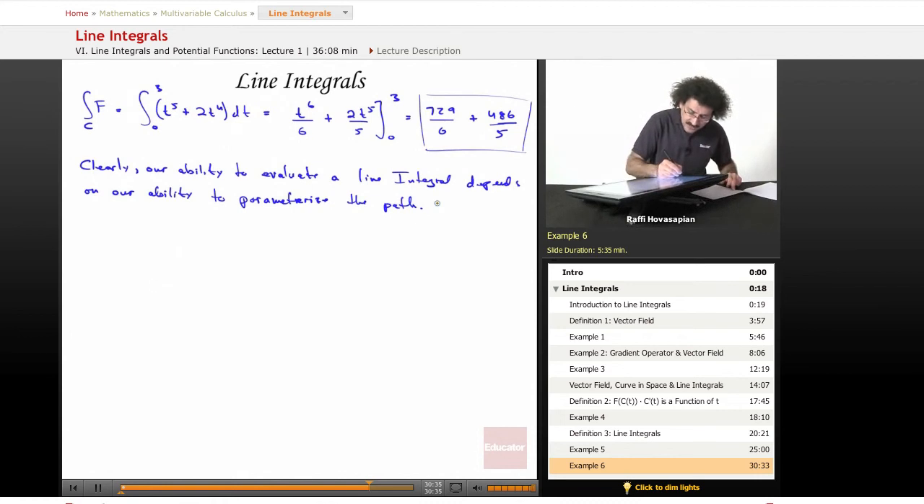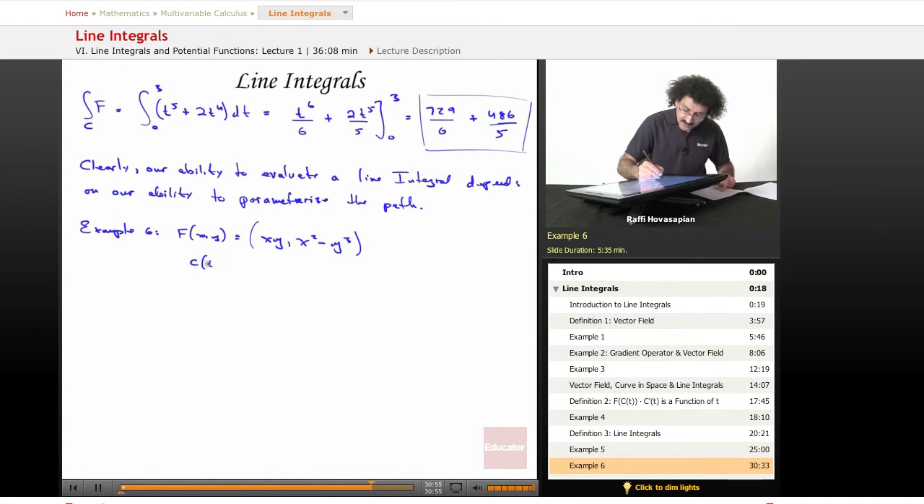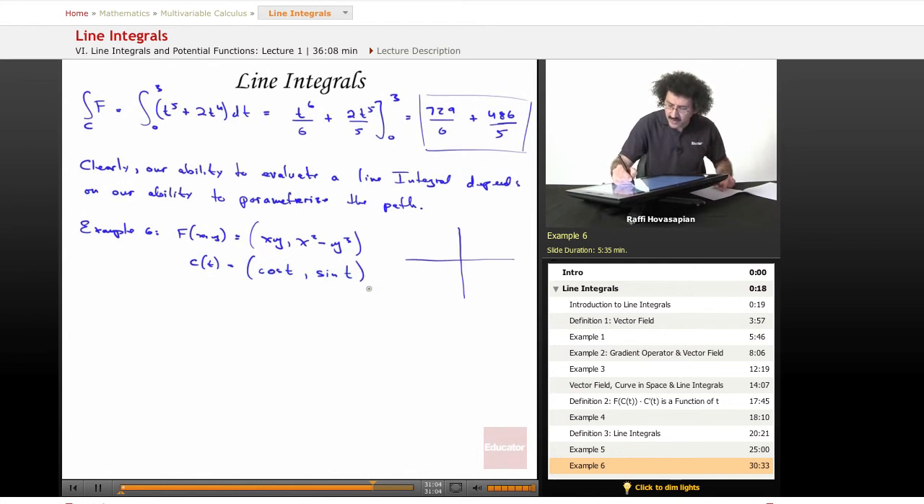Let's do an example, again, slightly more complicated. Example 6. This time we'll let our function f of x, y equal x squared minus y cubed, and we'll let our curve c of t equal cosine of t and sine of t. And in case you don't recognize that, this is a parameterization for the unit circle moving in the counterclockwise direction.